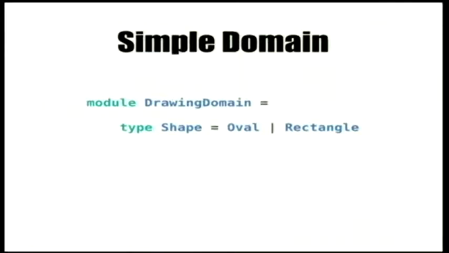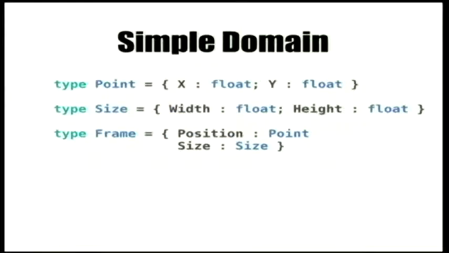We're going to write a drawing program, just to remind you. And we start out with a shape. A shape can be an oval or a rectangle. This is a quick F# overview. That syntax is simply or. A shape can be an oval or a rectangle. But that's boring. Let's keep adding to it.